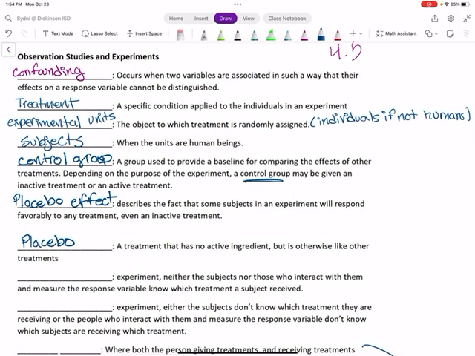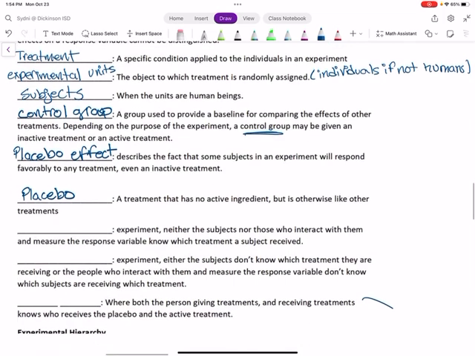Now the next one is called a double-blind experiment. A double-blind experiment is whenever neither the subjects nor those who interact with them and measure the response variable know which treatment a subject received. So neither anyone involved knows whether the subjects have received the active treatment or the inactive treatment.